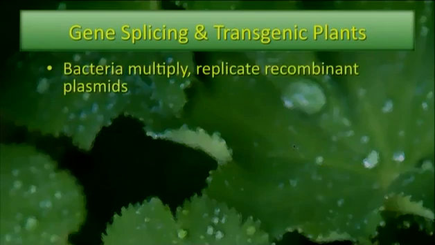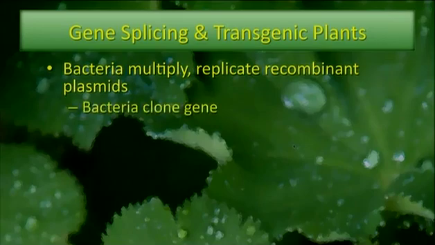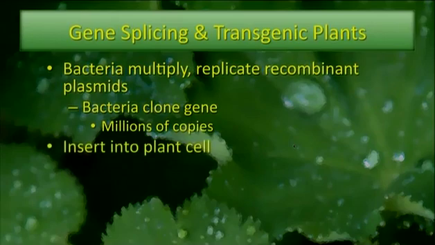Then the bacteria multiply, and they copy the recombinant plasmids over and over again. So the bacteria is actually cloning the gene that you caused to be put in the plasmid, and you can end up with millions of copies of that recombinant gene. And how do you actually get it into a plant cell?